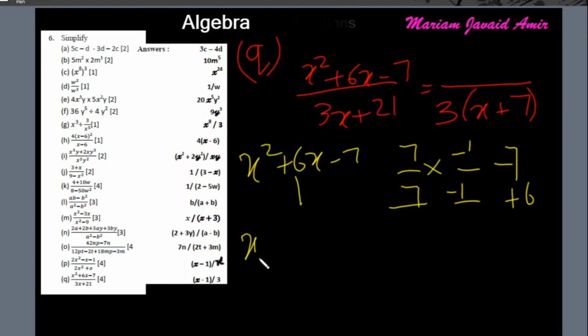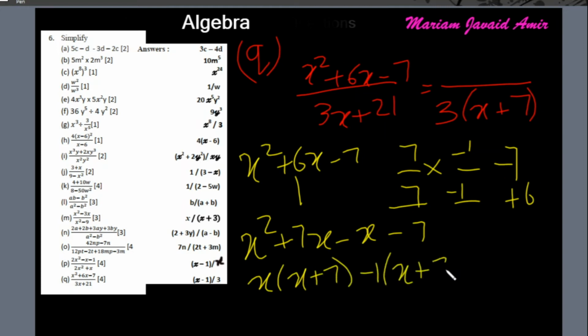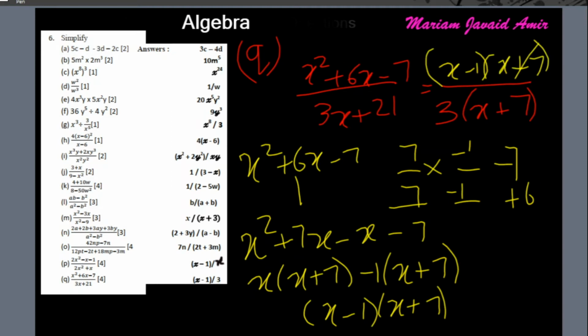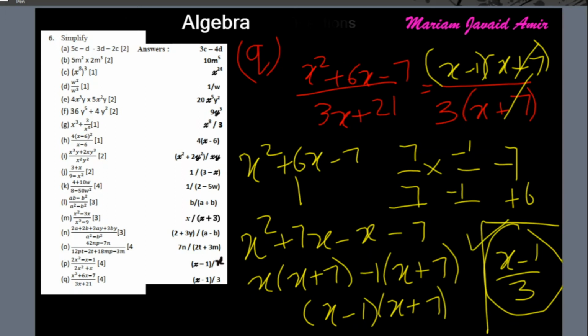So break the middle term into 7x minus x instead of 6x. So we've broken it into 7x minus x and then minus 7. x is common, x plus 7 is left, minus 1 is common, x plus 7. Then x minus 1, x plus 7 is the factorized form. We'll write it here, x minus 1, x plus 7 over x plus 7, and x plus 7 gets cancelled. We're left with x minus 1 over 3 as the final answer for part Q.